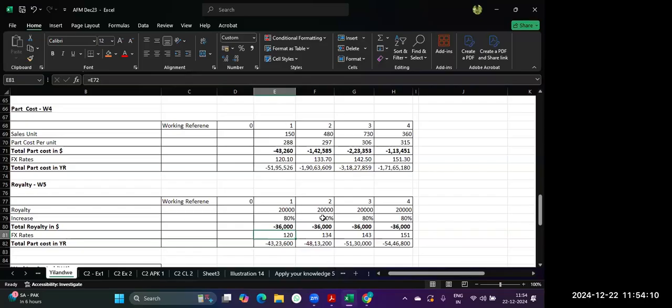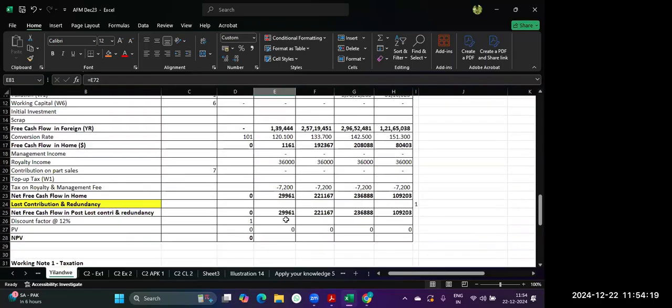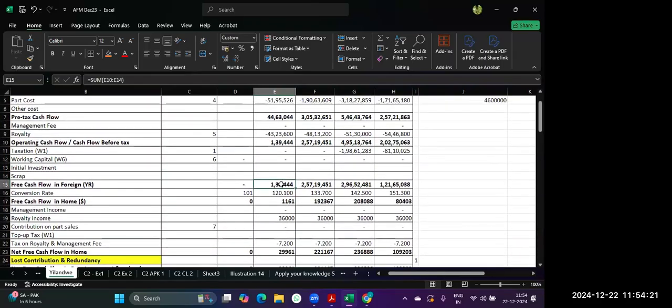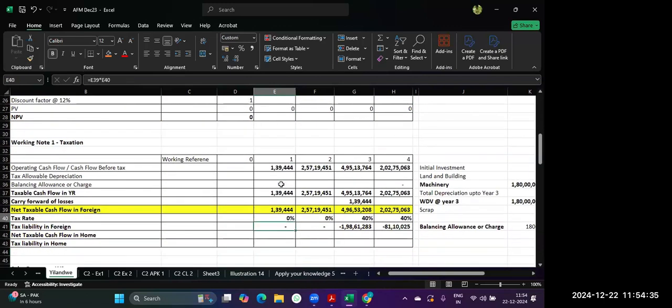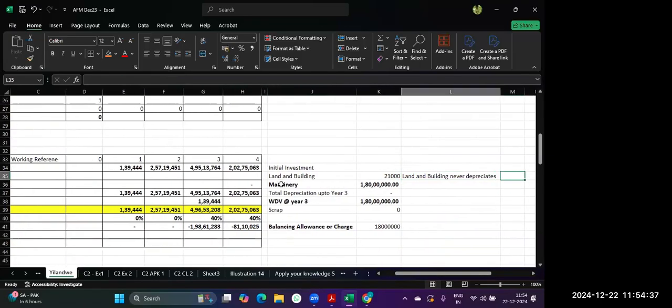Both of you done? Now, we have calculated the free operating cash flows. Then we have tax, right? What is the question saying on tax? What is the question saying on depreciation? What is my total investment?